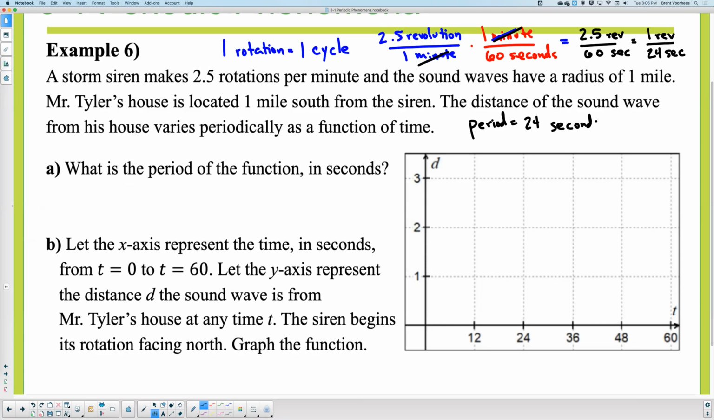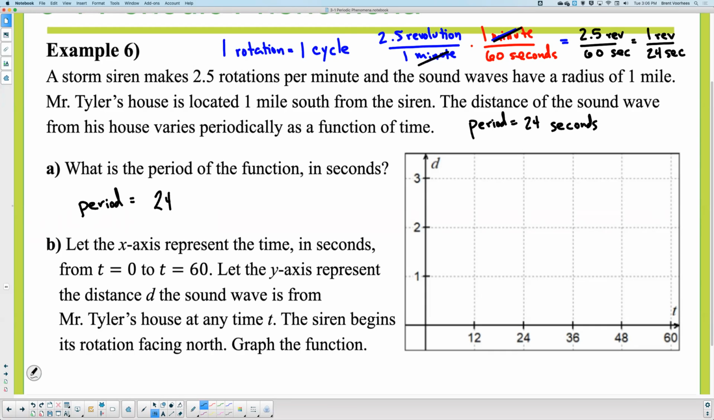Anyways, continue on here. The sound waves have a radius of 1 mile, so this is talking circular. That's why they use rotations. Mr. Tyler's house is located 1 mile south of the siren. The distance the sound waves from his house varies periodically as a function of time. What is the period of the function? Oh, we just got that. It's 24 seconds, that's what I did up there. So I'll put here 24 seconds, 1 cycle or 1 period.